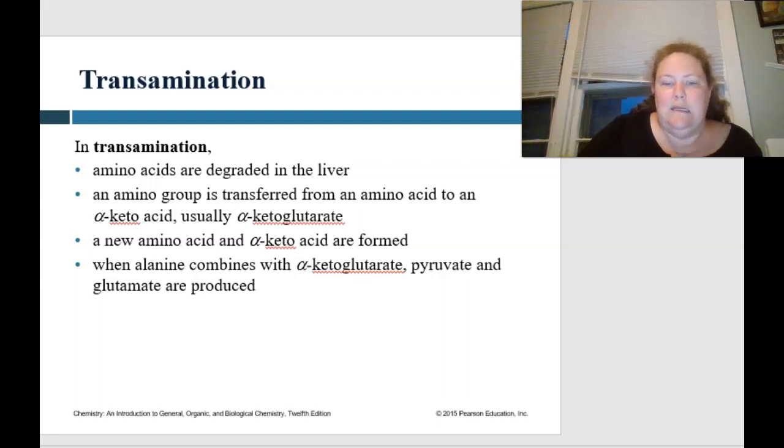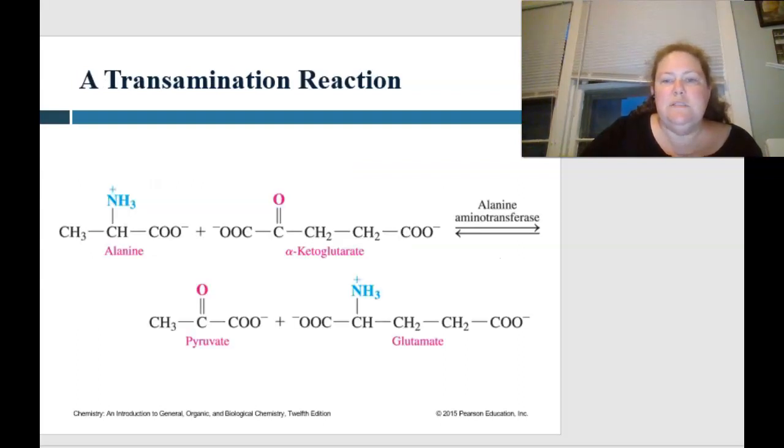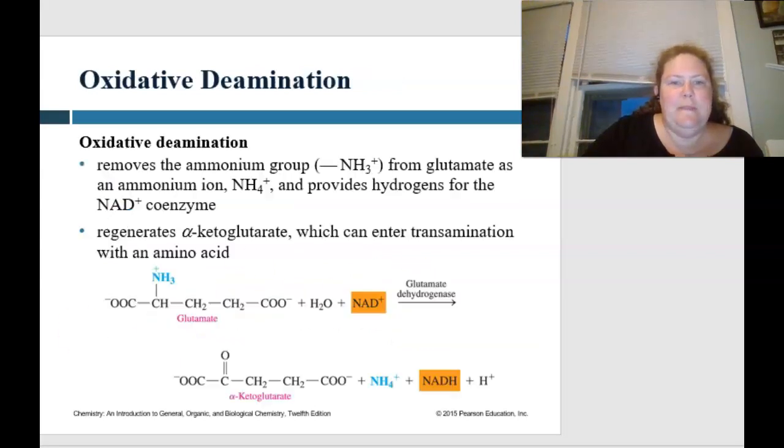And when alanine combines with alpha ketoglutarate, pyruvate and glutamate are produced. So this would be that reaction there, where you have alanine, which is one of our amino acids, alpha ketoglutarate, and alanine aminotransferase, which is the enzyme that's actually doing the reaction. It's going to be converting it into pyruvate, which is that product of glycolysis, right, as well as glutamate. And so then this can go on and go into metabolism, etc.